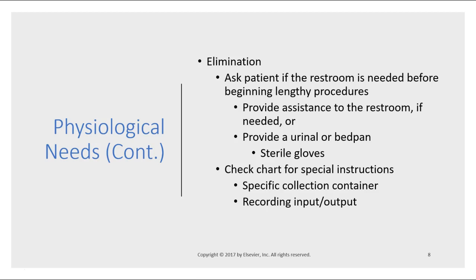So check the chart for any special instructions. And a specific collection container has sometimes numbers on them. So if you're giving them a urinal, it'll tell you after they use it how much urine is in there. And a lot of times I'll take the urine, I'll close it, I'll record how much urine, 100 cc's of urine, and I'll send it back with the patient to the nurse so that they can run any labs or anything else that they need a urine sample of some sort. So in the chart, you're going to record how much went in, and how much they drank, and how much came out. Okay?